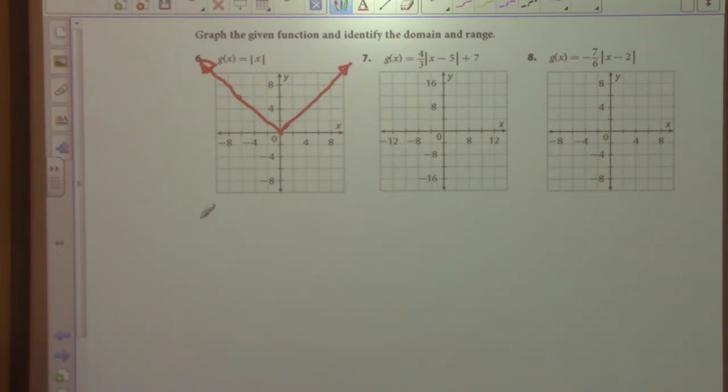And Sadie. So our domain for this guy is gonna be, what is our domain for this guy? Negative infinity and positive infinity. Okay, and the range, 0, bracket 0 or parentheses 0? Bracket. Yeah, it does actually touch.